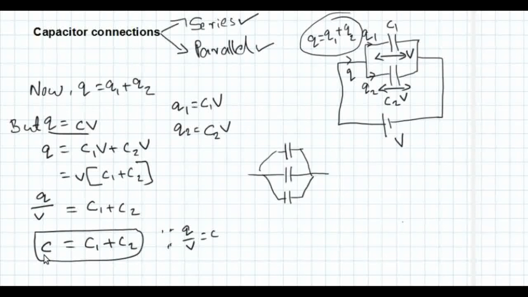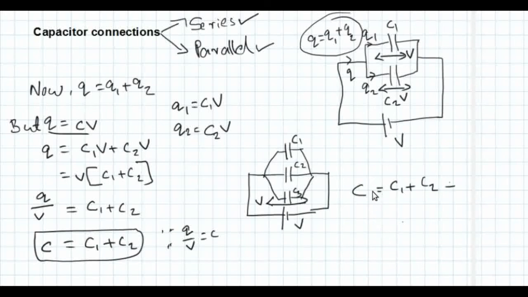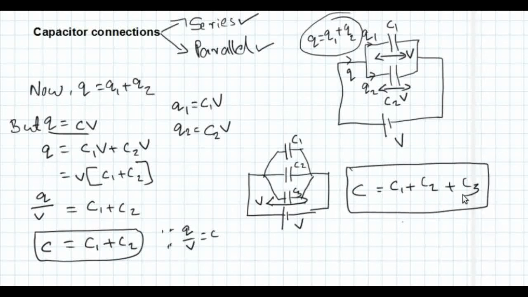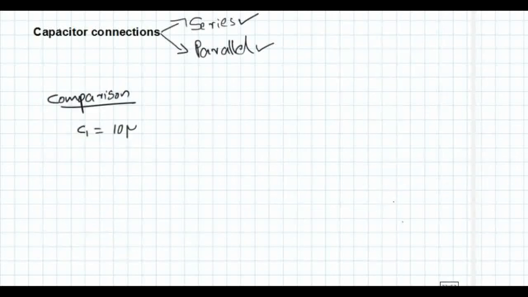So if C is equal to C1 plus C2 is the effective capacitance for two capacitors, then what will be the effective capacitance for three capacitors? It will be C is equal to C1 plus C2 plus C3. So this is the effective capacitance for capacitors which are in parallel combination. Now we may just compare the effective capacitance of two capacitors in both the series and parallel mode.